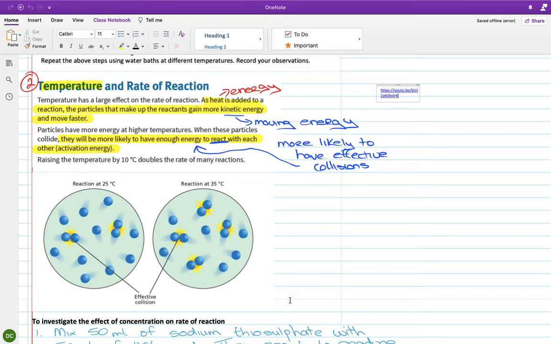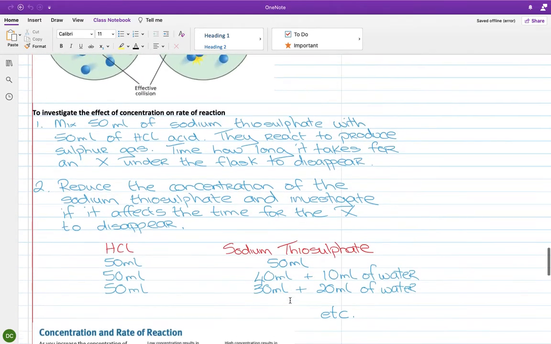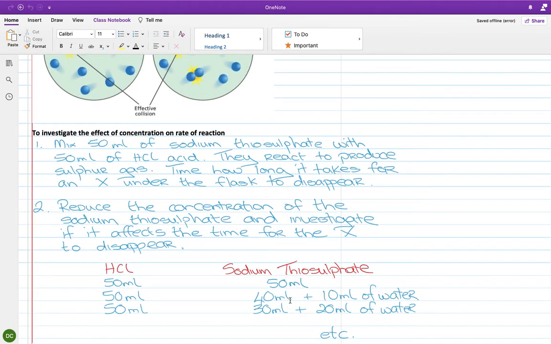Okay, so today we're going to move on to the third one. Hang on now, just let me get this on my iPad. So we're going to move on to the third one there.